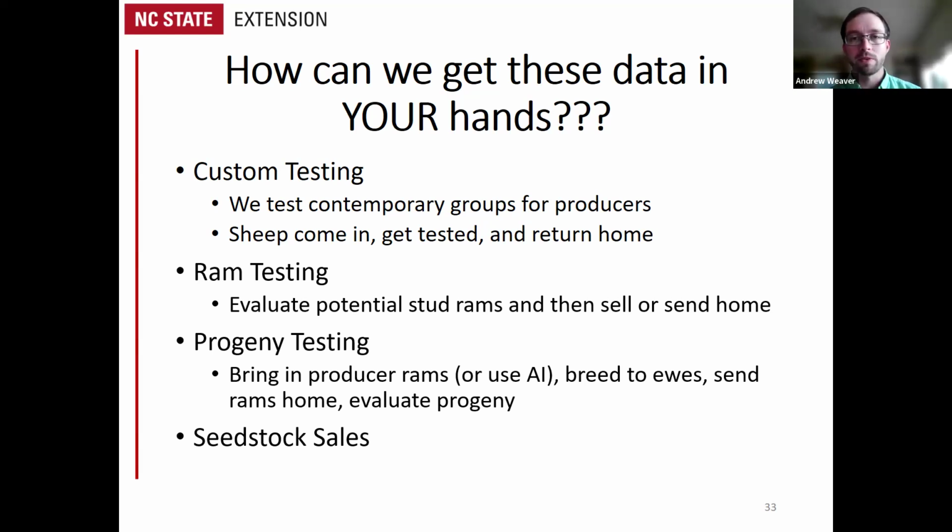And I would much prefer to evaluate some of your genetics and then be able to get those genetics back in your hands than just try to do it internally. Because we're going to get a lot farther if we go at this together. And so just some ideas there and some things to ponder.